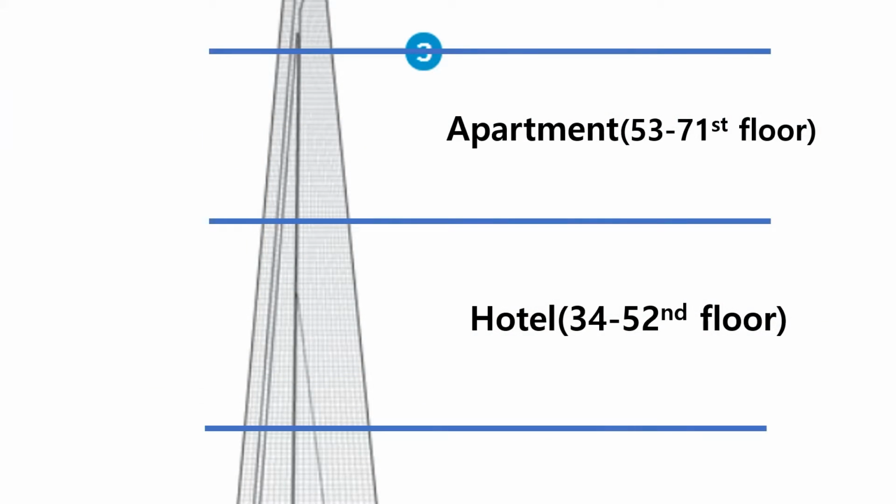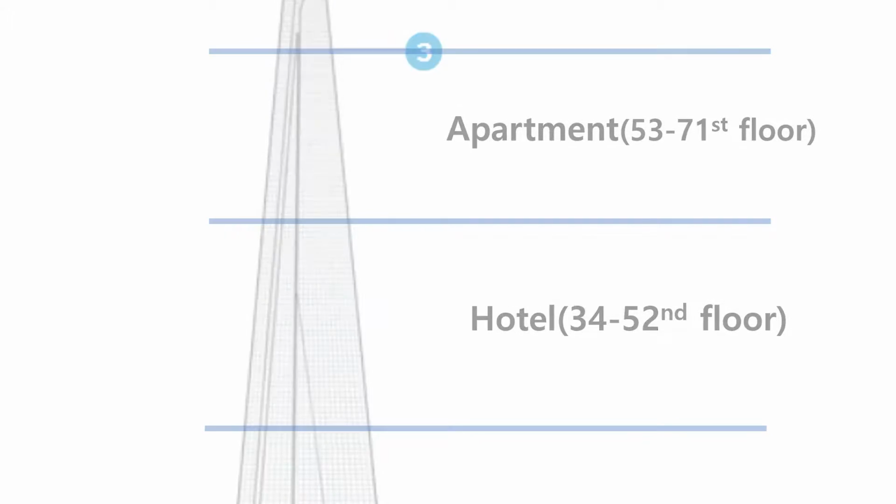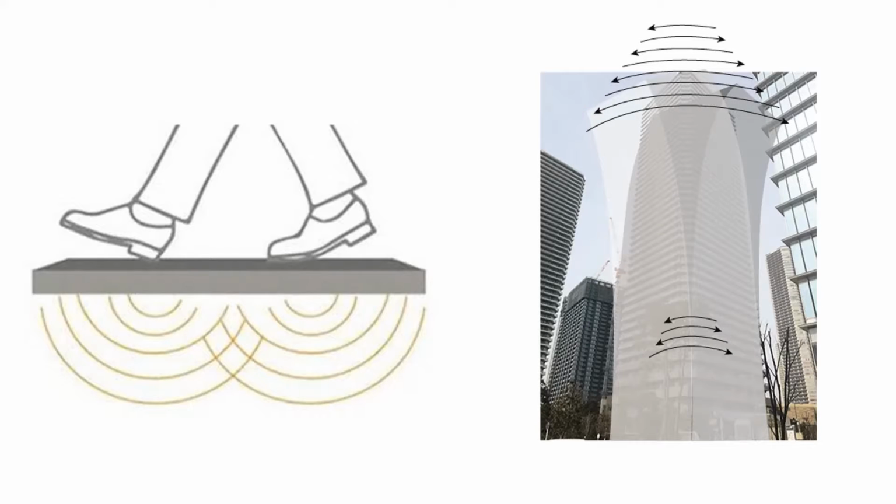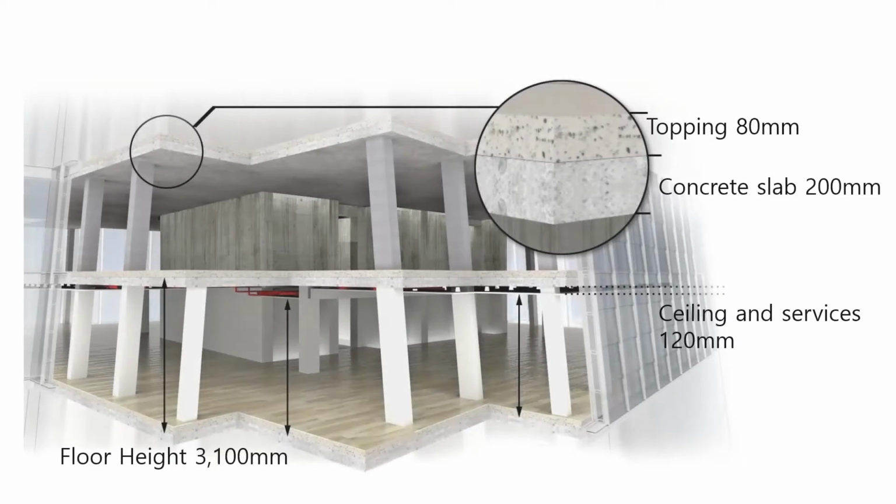The middle part of the Shard is used as hotel and apartment. Hotel and apartment need sound insulation and damping for comfort of residents. Concrete structure was suitable for these needs.